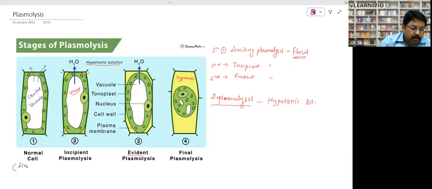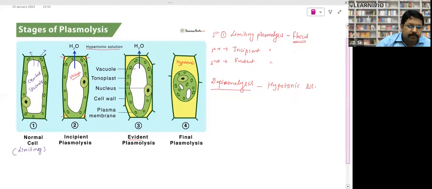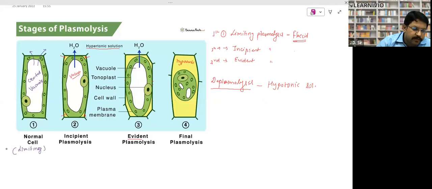You have to remember what is the limiting, what is the incipient. Limiting plasmolysis is the first stage of plasmolysis, right? Very first, the type of plasmolysis that will take place is called limiting plasmolysis.